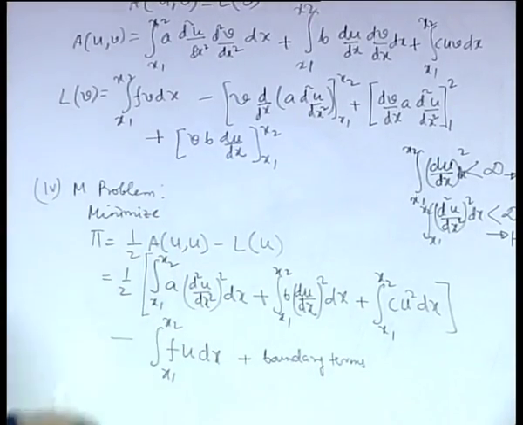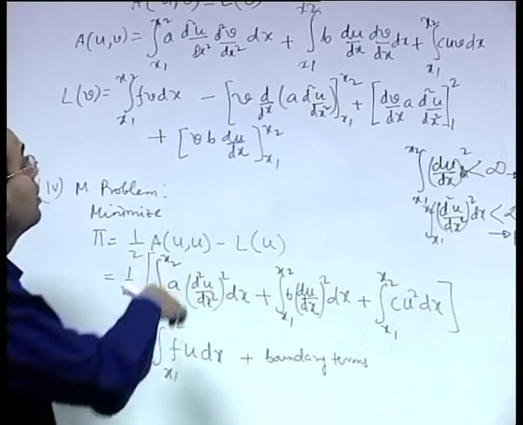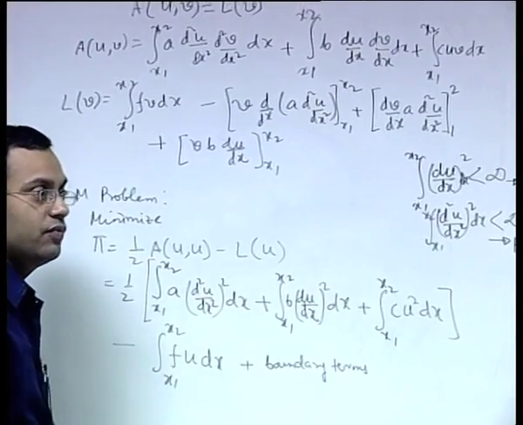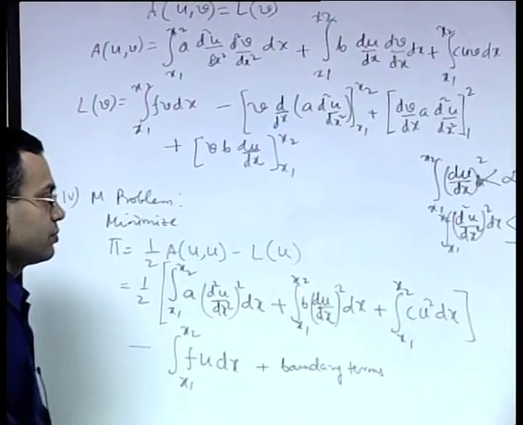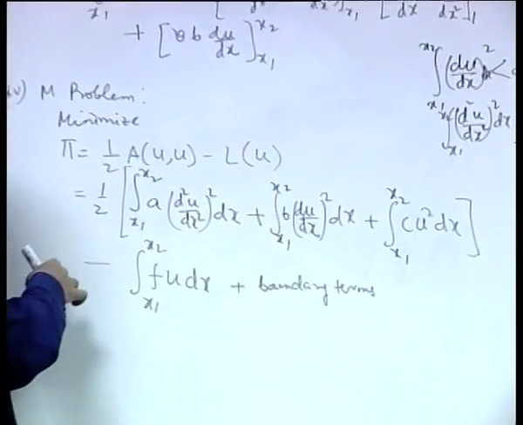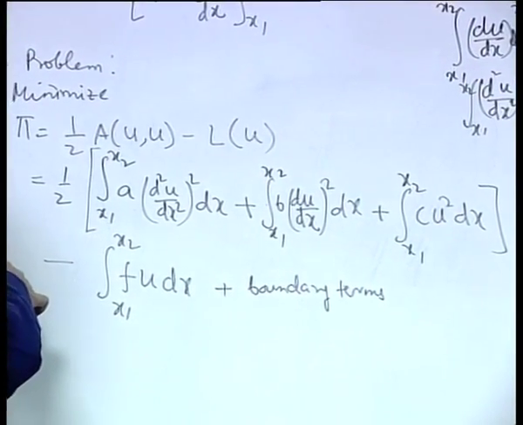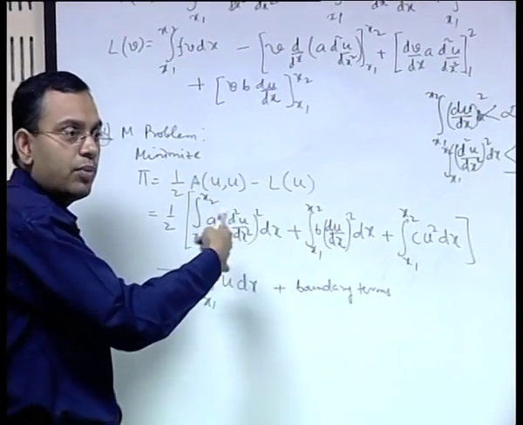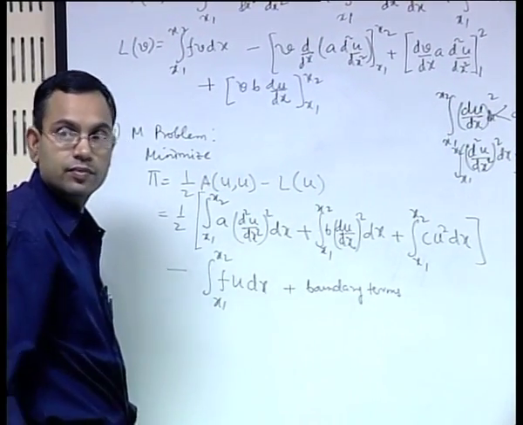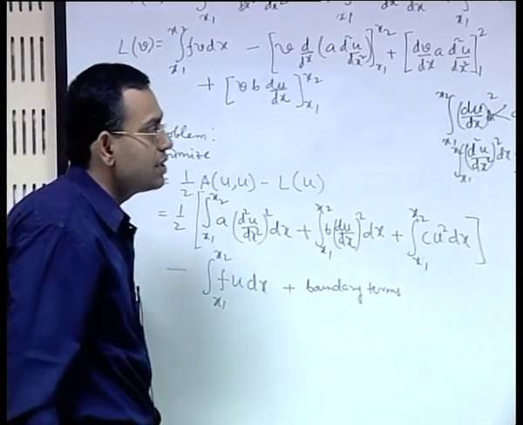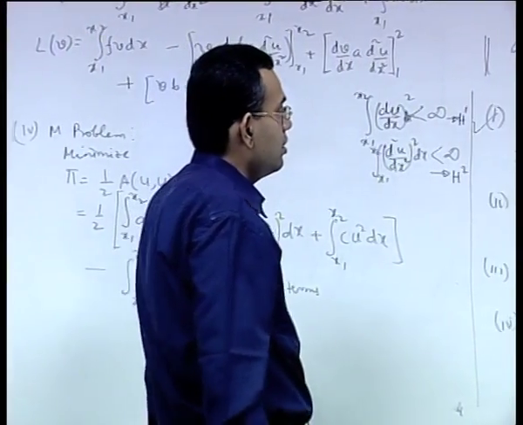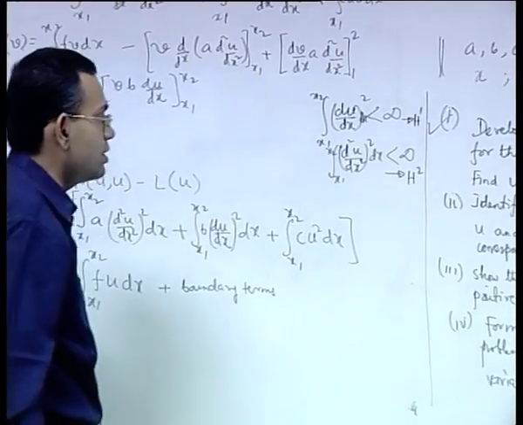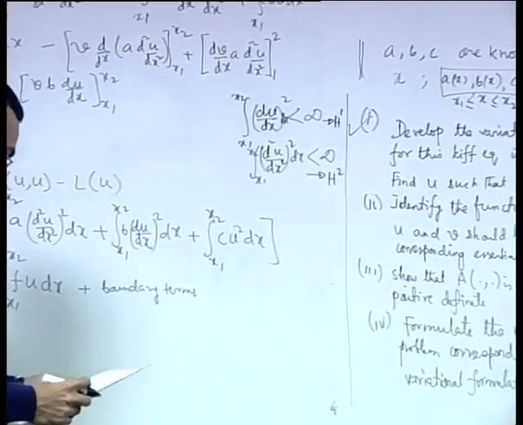I am not writing it again anymore, just it should be L(u), in place of v you replace it with u. So, minimization of this problem, because it is symmetric as well as positive definite, you can formulate an M problem from the V problem. Okay, so that completes the discussion of the answer to the first question.